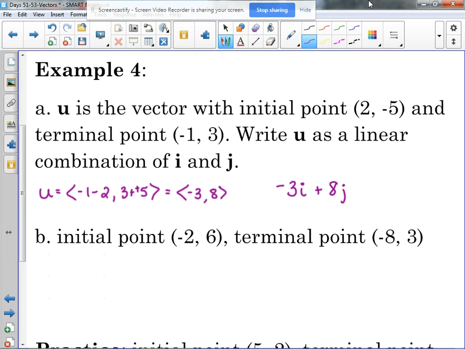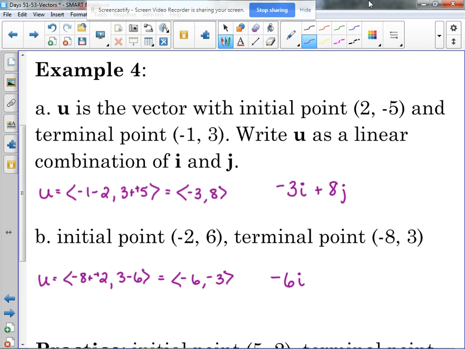Okay, let's do another one. Initial point -2, 6, terminal point -8, 3. So vector u in component form is -8 minus -2, 3 minus 6. So that would be -6, -3. So you take the x component, put it with the i, -6i.